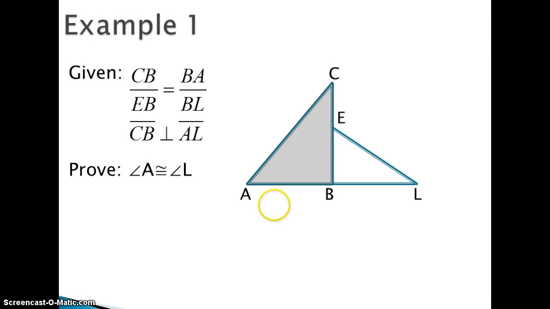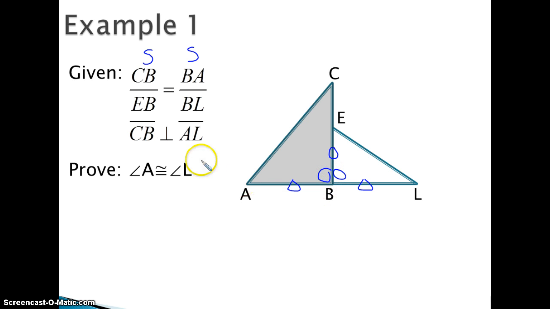Alright, so example number 1, we are given that CB over EB is equal to BA over BL. What that tells me is that I have two sides that have the same ratio. So these are sides, and because the ratios are equal, that means that they are proportional. If I look at CB and EB, here's one pair of sides, and then I've got another one here, BA and BL. I'm looking for the angle that's between these. So it looks like we're going to pick this angle and this angle.